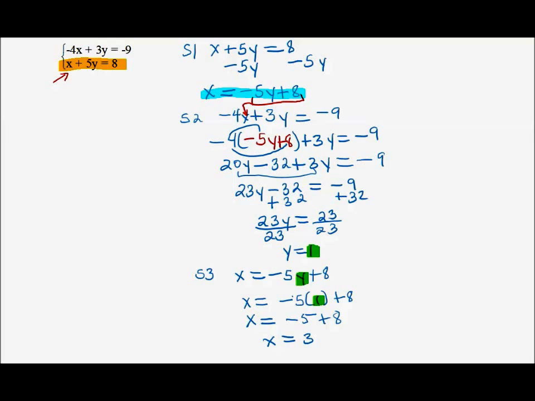Okay? So for my solution, I found my x value and my y value. Now remember, the solution is actually an ordered pair. So when I write my solution, I have to put the x value first, and I'll put the y value second. The 3 represents the x value, the 1 represents the y value. So my solution for this system is just 3, 1.